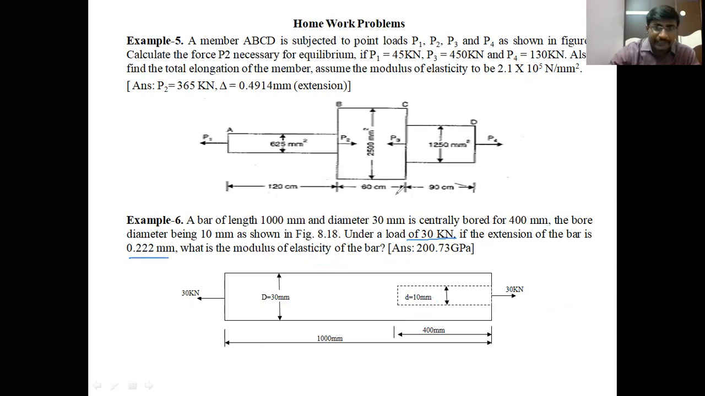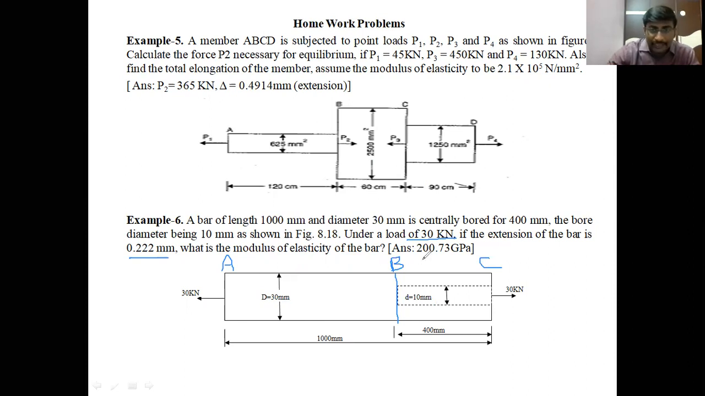That means we have to split the total member into two parts. Let us take this point as A, this point as B, and the end point on the right as C. The total member AC is split into two bars, AB and BC. AB is the solid one, a solid rod with 30 mm diameter and length 1000 mm, without any hole within the member.